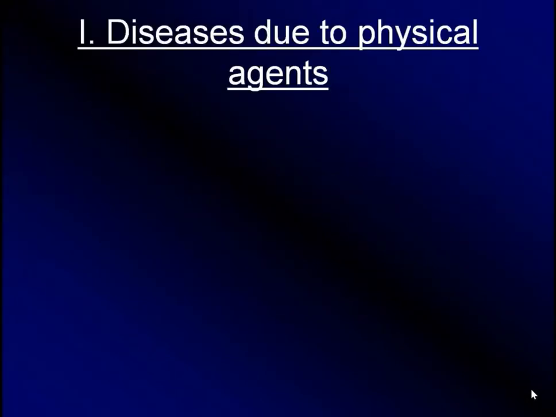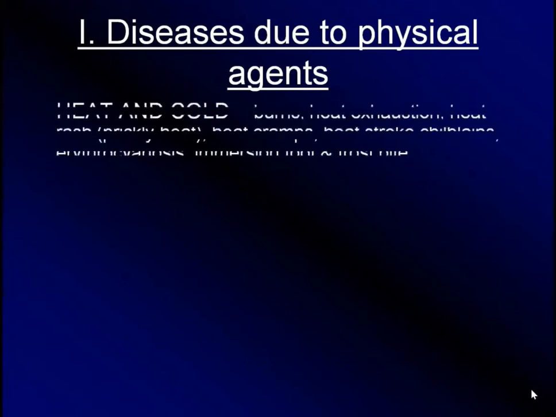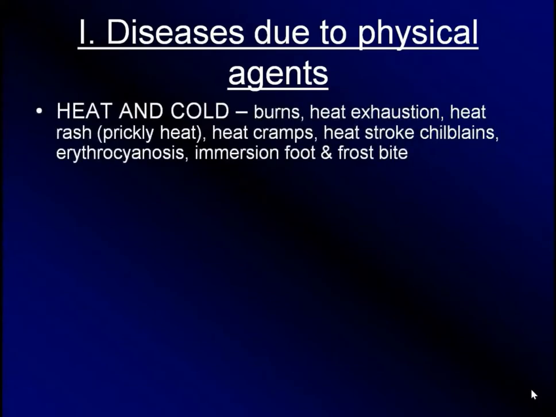The first one is diseases due to physical agents. We discussed these in detail in the last class; I will just refresh that. The physical agents can be heat, cold, radiation, and so on. The diseases due to heat and cold are, for example, burns, heat exhaustion, heat rash, also called prickly heat, heat cramps, heat stroke, chilblains, erythrocyanosis, immersion foot, and frostbite. All these things we discussed in detail in the last class.